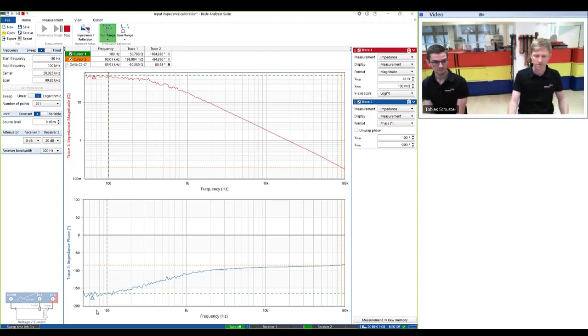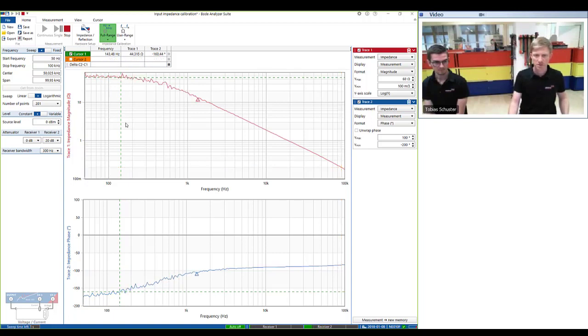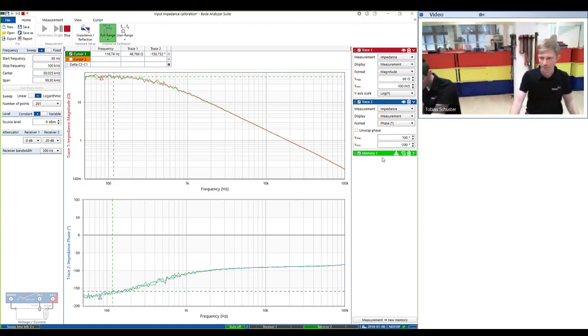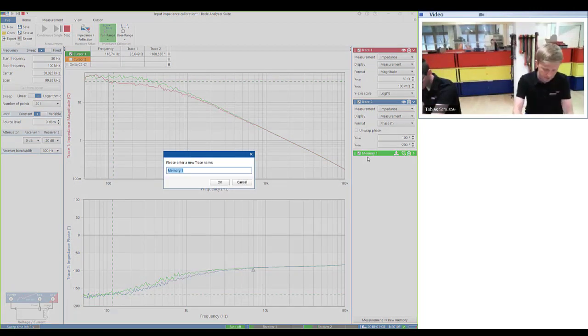So the measurement is already running, and we can see that we have an impedance of roughly 50 ohms in that load case, and the phase you can see is at -180 degrees. So I'm going to put that into the memory. And can you please now lower the input voltage to 6 volts? That was 8 volts. So now the input voltage is at 6 volts.